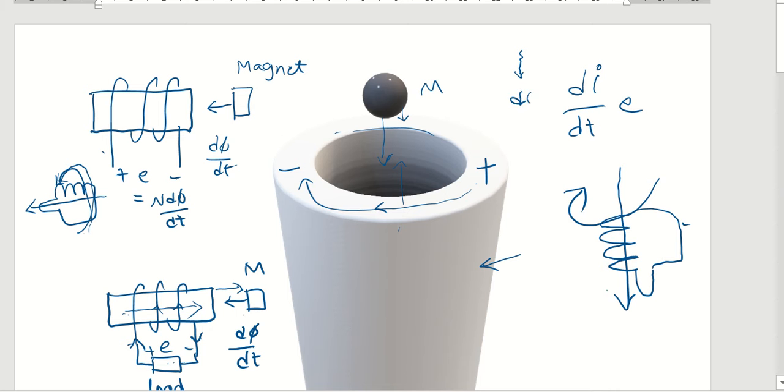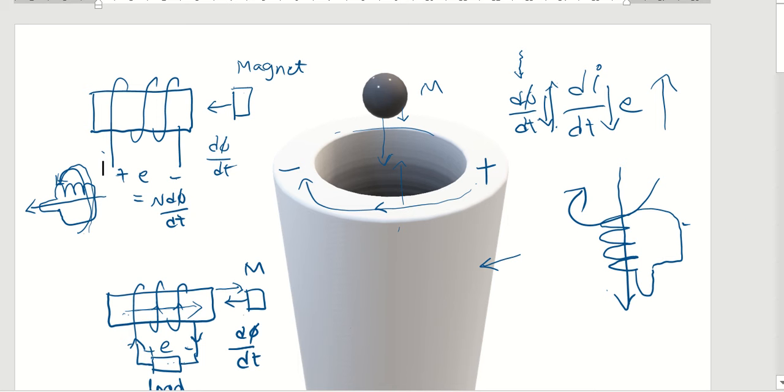When it gets slowed, the d phi by dt will get reduced. When d phi by dt is reduced, again the di by dt will get reduced. As di by dt is reduced, there will be less opposition to this magnet and it again starts falling. When it falls, again d phi by dt will increase. So as d phi by dt is increasing, there exists more di by dt, and it again opposes this. So when di by dt is again increasing, the motion of the ball will get slower. This is how you can see how Lenz's law works.